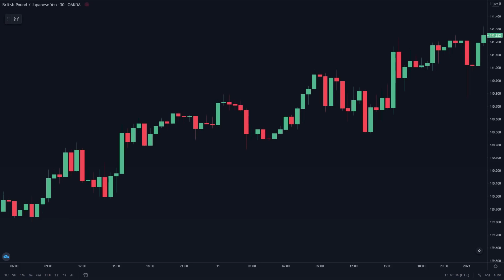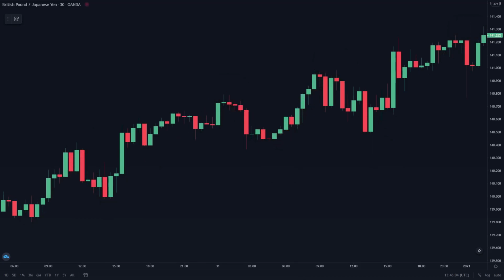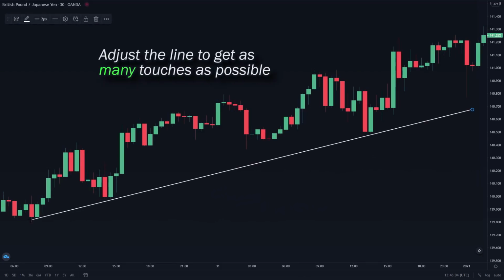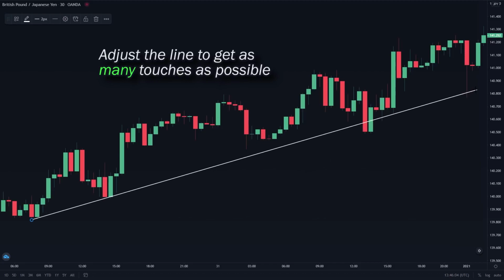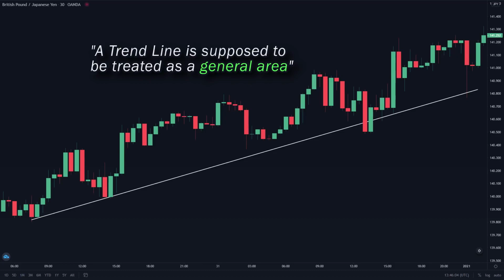In this chart, we spotted a current uptrend as prices made higher highs and higher lows. Now, because this is an uptrend, it means you want to place your trend line below the trend. Then you want to adjust the trend line to get as many touches as possible. Now notice that there are some points that are overlapping the trend line and even some that are not touching the trend line at all, which is perfectly fine because remember, a trend line is supposed to be treated as a general area, just like support and resistance.